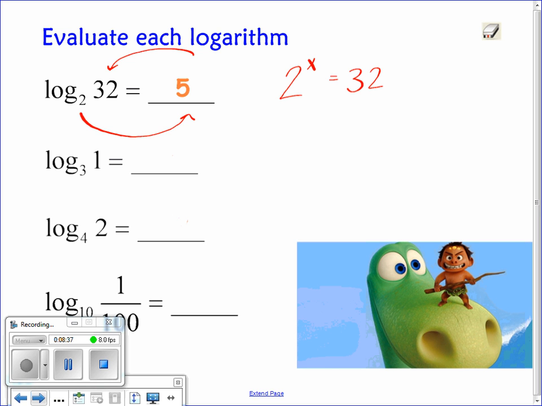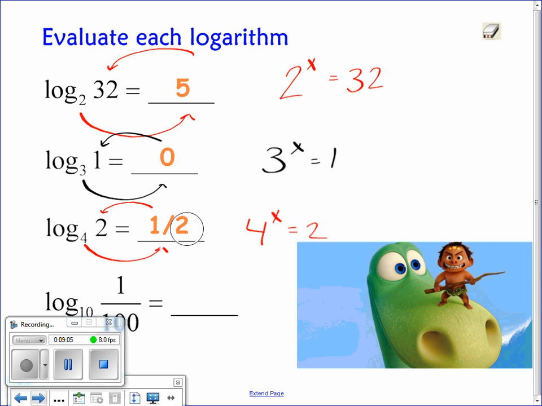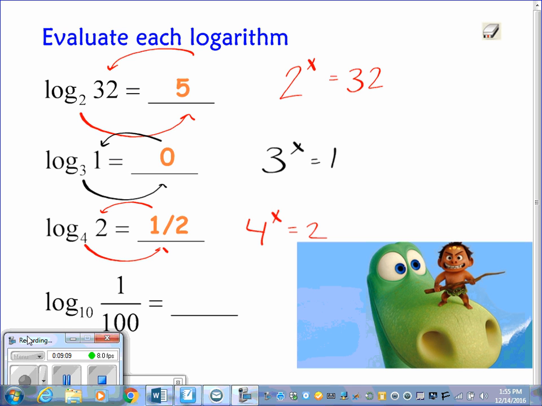All right, how about this next one? 0. Good. It's asking you 3 to what power equals 1? So when you're solving this, it is 0. Anything to the 0 power equals 1. Okay, hold on. Let's give everybody a chance to think. So 4 to what power equals 2? Right, because the square root is 2, so it'd be half. Cool, right?